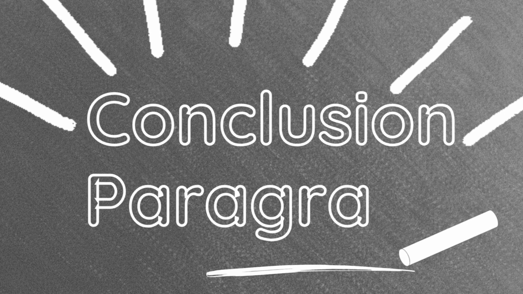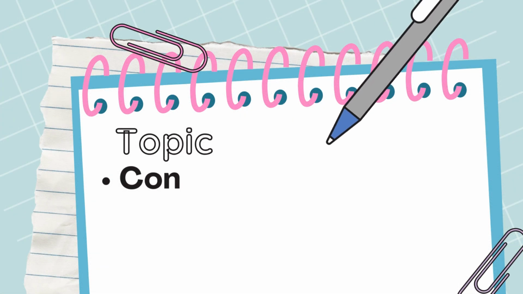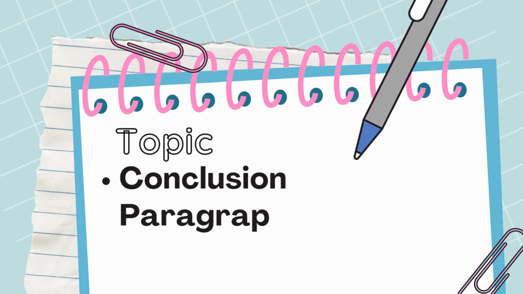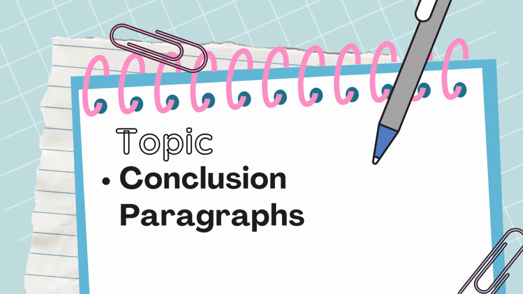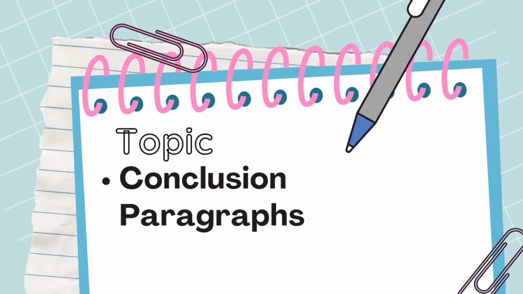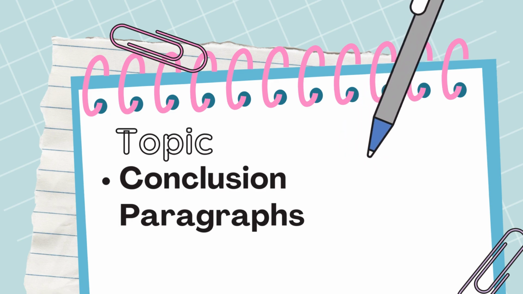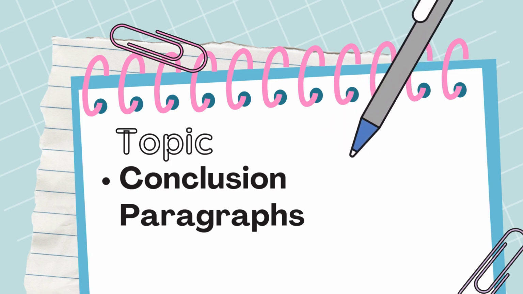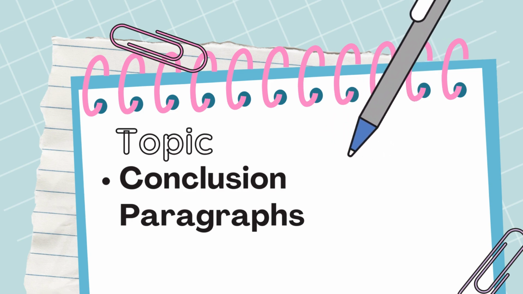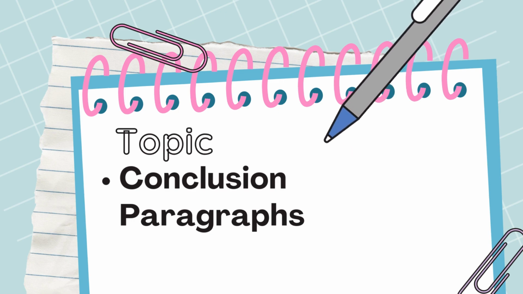Now let's talk about conclusion paragraphs. The conclusion is your last opportunity to make an impact on your reader. It's where you tie everything together and leave your audience with something to think about after they've finished reading. Think of it like the closing scene of a movie. You want to wrap things up in a way that feels satisfying and final. So how do you write a conclusion that does all of that?